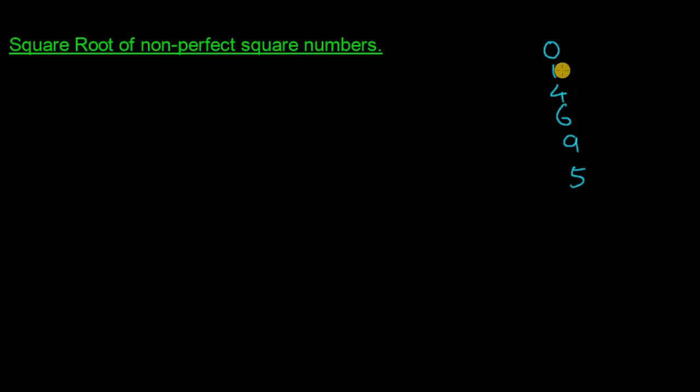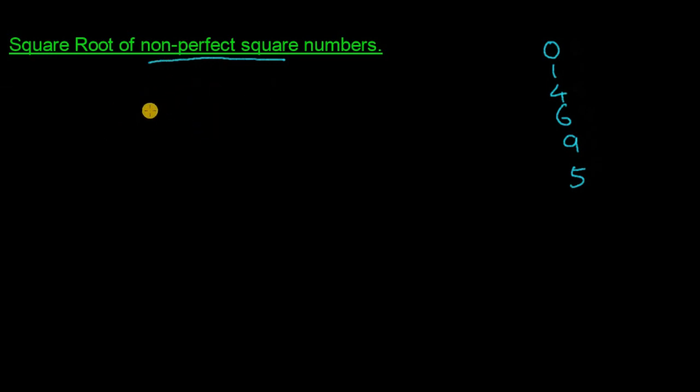If you find any number ending in digits other than these numbers, they are definitely going to be non-perfect square numbers. So we will be learning how to do that in this video. The link to my previous video is in the description, so if you haven't checked that out already, I really encourage you to do that.